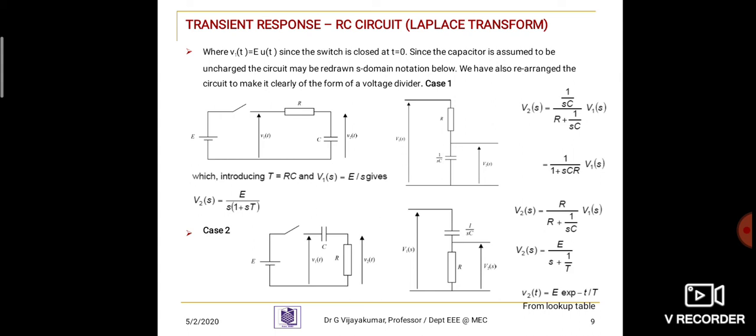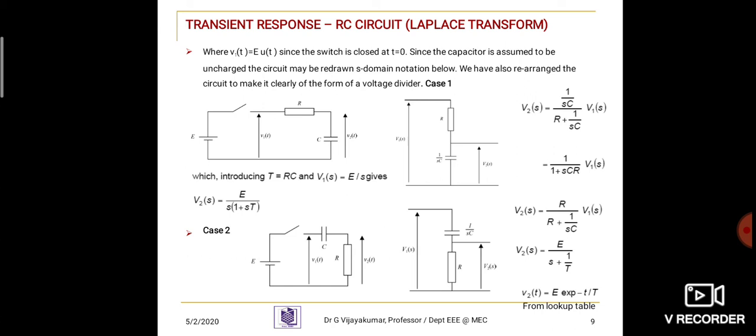Here, in order to obtain the output voltage V2 of S, as usual by using the voltage dividing equation, V2 of S is equal to V1 of S, that is the actual voltage, into the particular resistance divided by the total resistance: V1 of S into 1 divided by S C, divided by R plus 1 divided by S C.